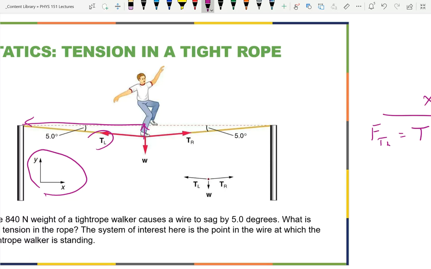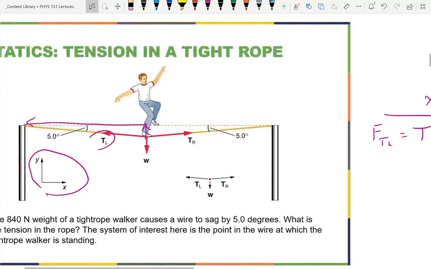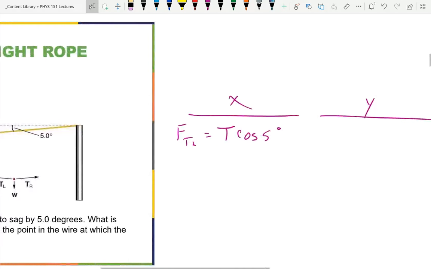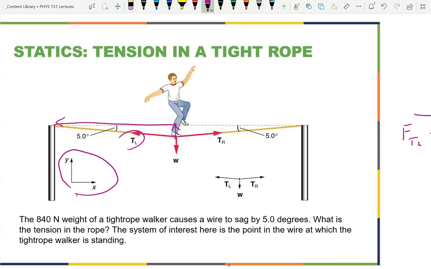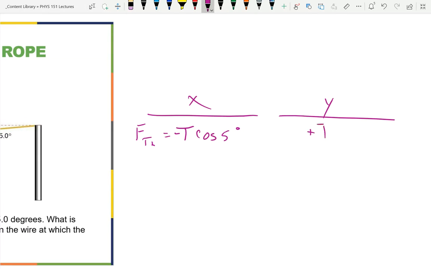So based on that 5 degrees, is the horizontal, the x component, the adjacent side or the opposite side? Adjacent. Which trig function goes with adjacent? And is it positive or negative in the x direction? Negative. Now for the y direction, it's going up, so it's positive for the y direction. So I have here plus tension sine of 5 degrees because it's the opposite side.